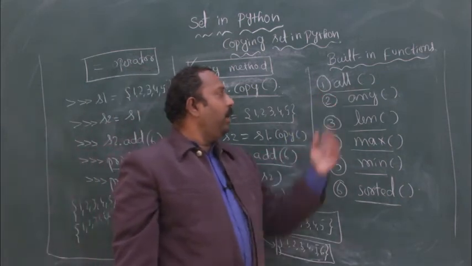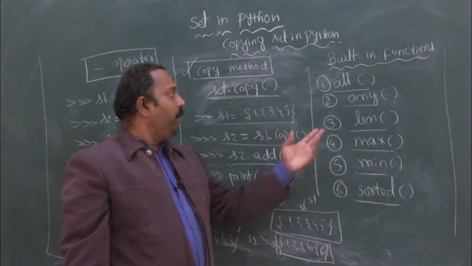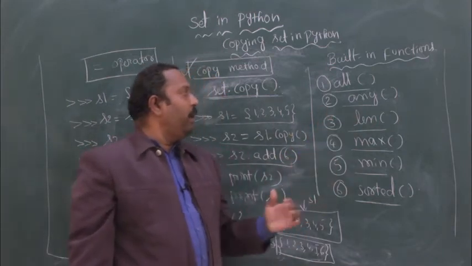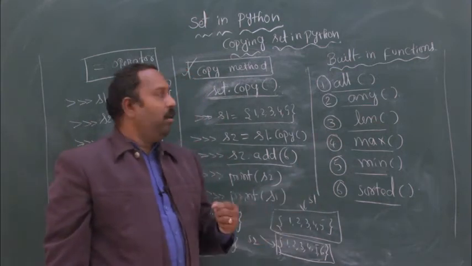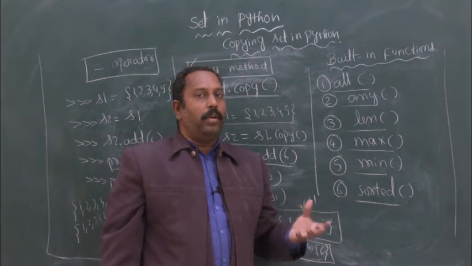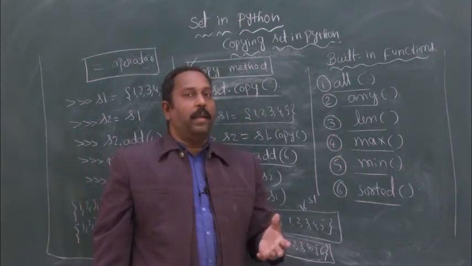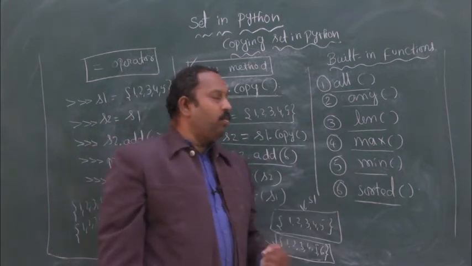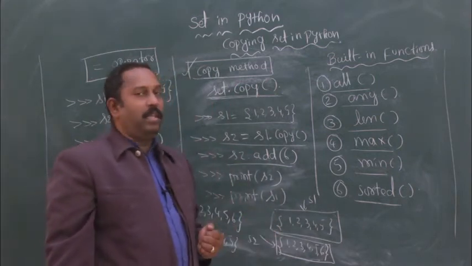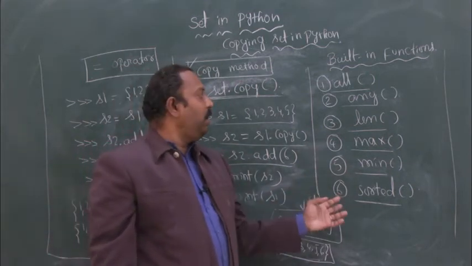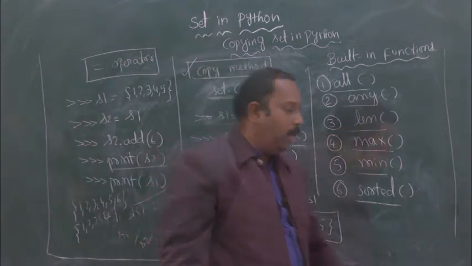All means if all the elements in the set are true, then you will get the output true. Any means if any particular element in the set is true, then you will get the output true; otherwise, false. Length counts the number of items in the set. Max finds the maximum element, min finds the minimum element, and sorted sorts the elements in the set. So these are the 6 built-in functions. We will see one by one.